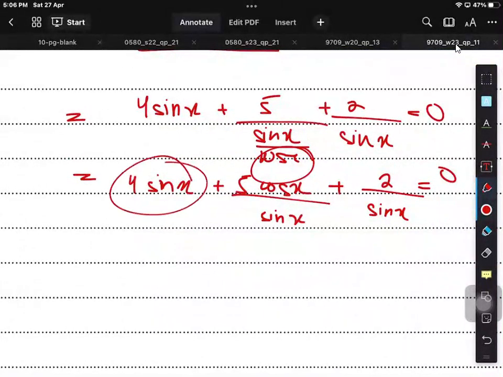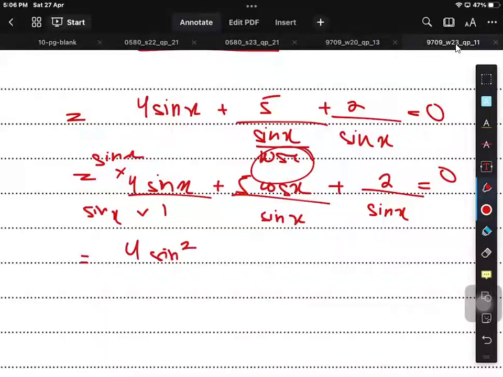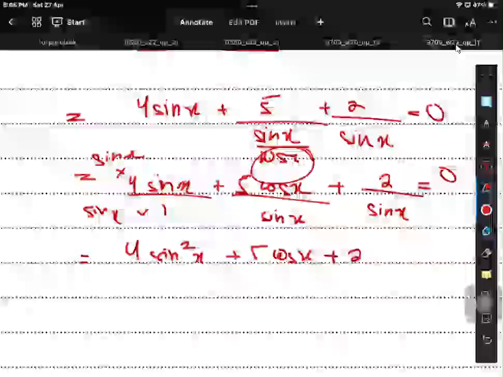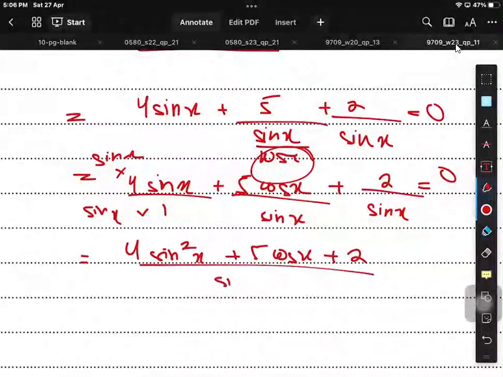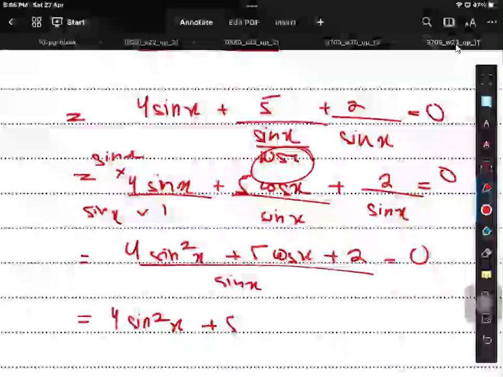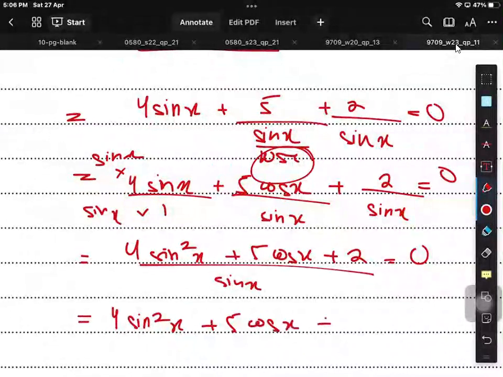As you can see, this 4 sine x doesn't have the denominator of sine x. So we can multiply this by sine x in the numerator as well as the denominator. So that would become 4 sine squared x plus 5 cos x plus 2, and the whole denominator would be sine x, right? And then it would get multiplied by 0, and there would be nothing left in the denominator. So that's what we are getting.